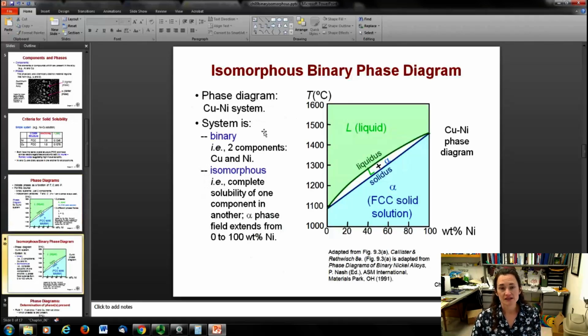All right, this is called an isomorphous binary phase diagram. Okay, it's binary because it's got two components, copper and nickel. It's isomorphous because you have complete solubility of one component in the other. Okay, completely soluble means isomorphous. So this is an isomorphous binary phase diagram.